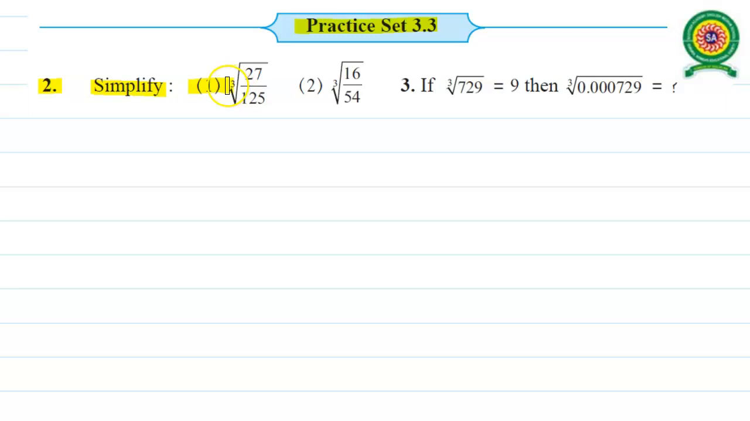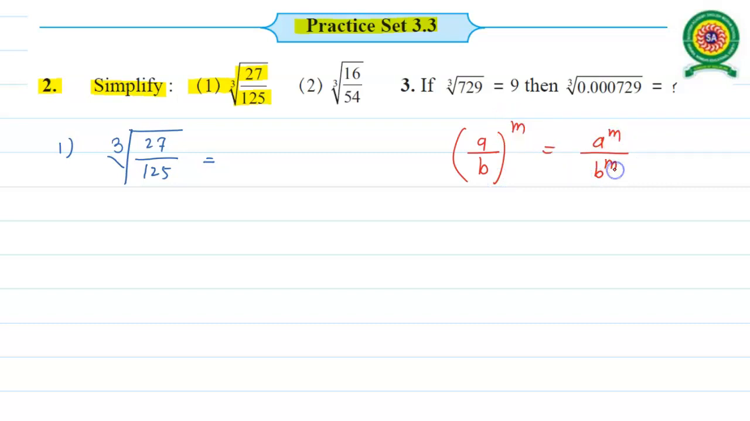Now look at the next question from practice set 3.3, question number 2, simplify. Within it the first sub question we have cube root of 27 divided by 125. So once we separate out the power of numerator and denominator as per the rule of indices, whenever we have a by b whole to the power m, we can write it in the form a raised to m divided by b raised to m. That means now we have the 1/3 power, that means the cube root, so that we are having cube root of 27 divided by cube root of 125.